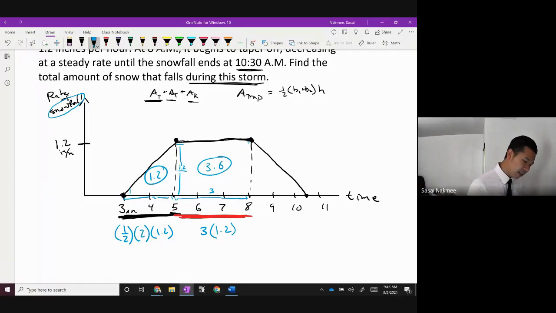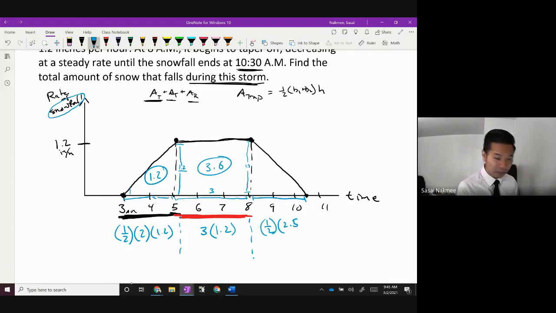This height right here is still 1.2. But for the time from 8 to 10:30, who's got the time for that? What is that time from 8 to 10:30? 2.5. That's right. So to calculate the area of this last triangle, it's going to be 1/2 times the base, which is 2.5 instead of 2 this time, and times that by 1.2.